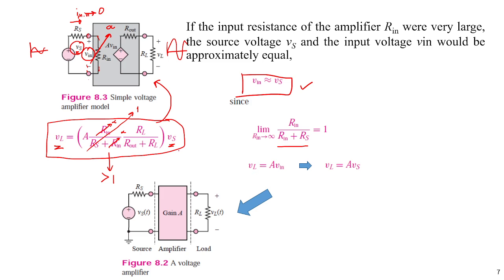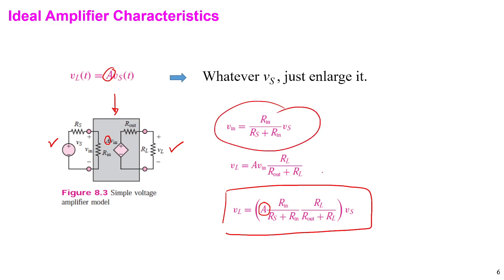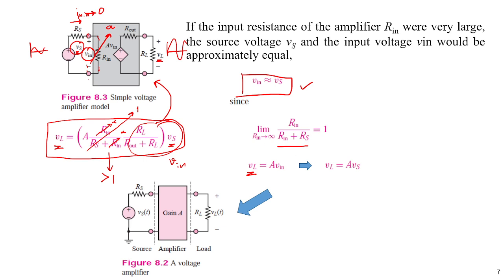And then VL here would be A Vin, because this is Vin here. So VL is A Vin, right? And Vin and Vs are approximately the same. So we get VL is A Vs. It's the gain of the circuit, right?